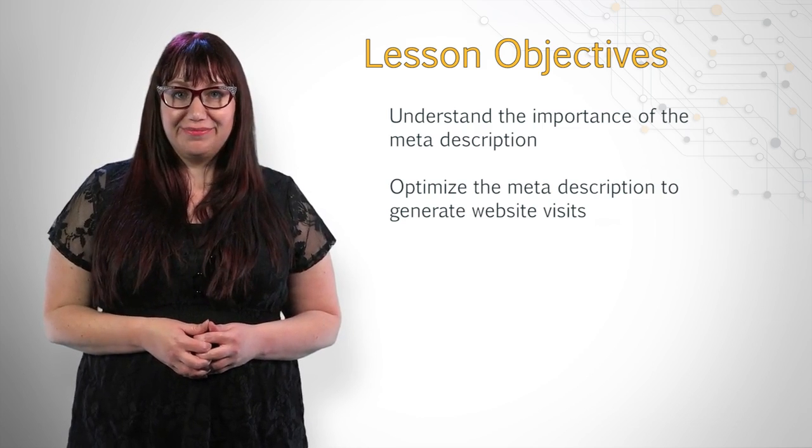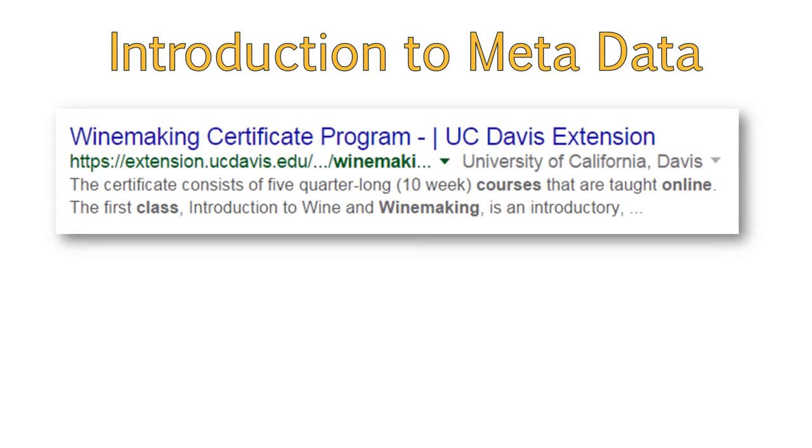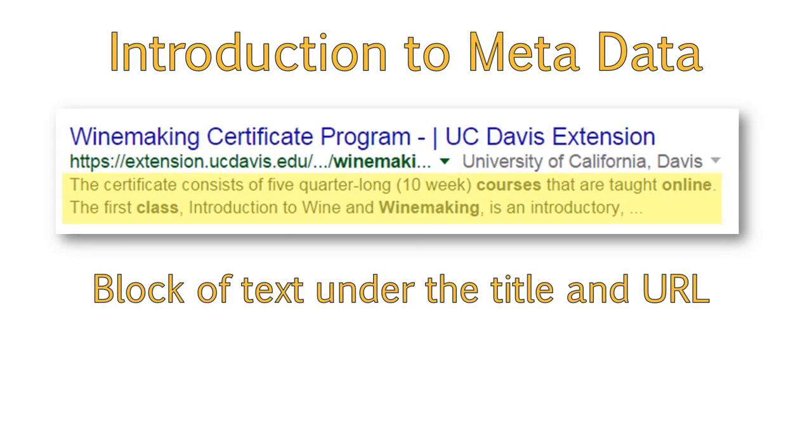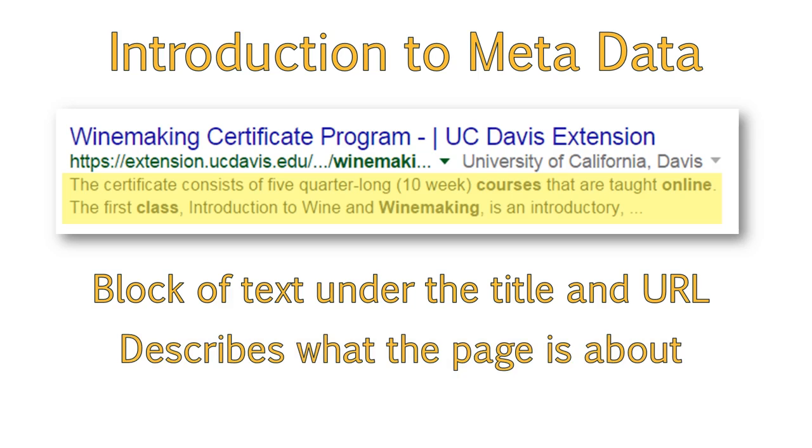Once you fully understand the purpose of the meta description, you'll see how to best use it for an on-page optimization strategy. As a refresher, the meta description is the block of text under the title and URL. This block of text describes what the page is about. It is also important to know how to locate the meta description when you are viewing the site. I will provide a quick demonstration.